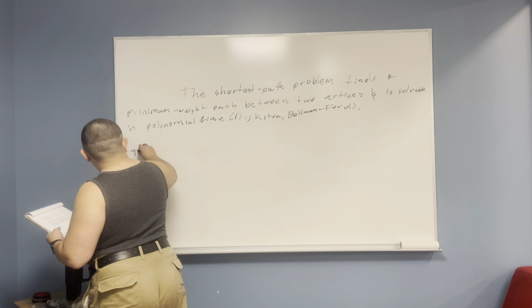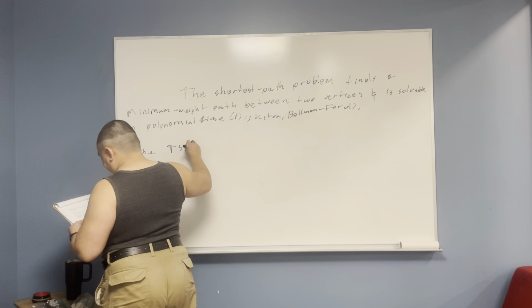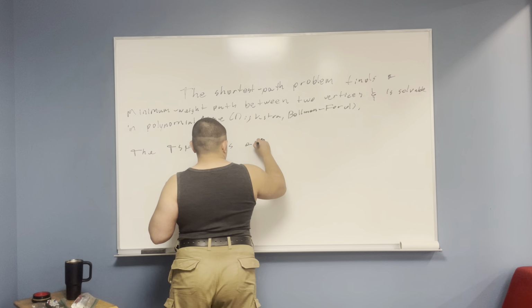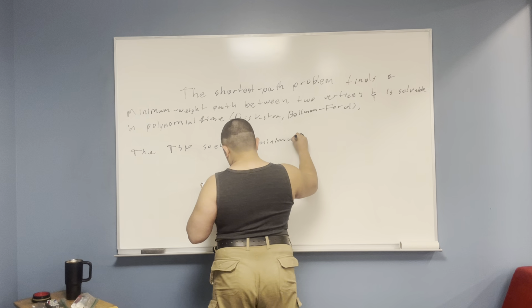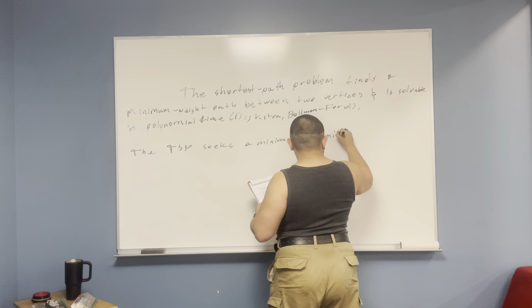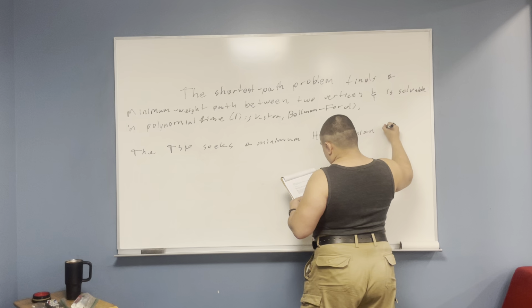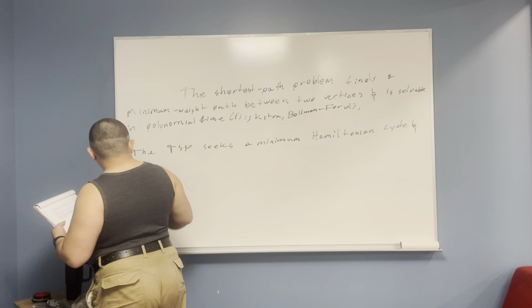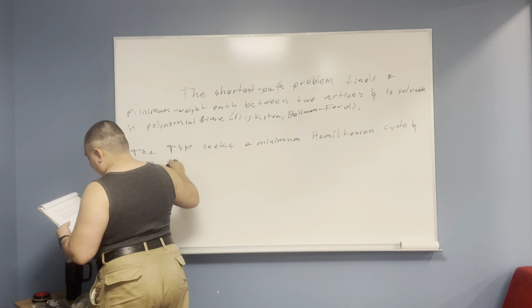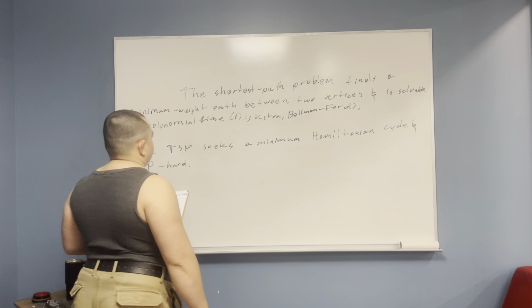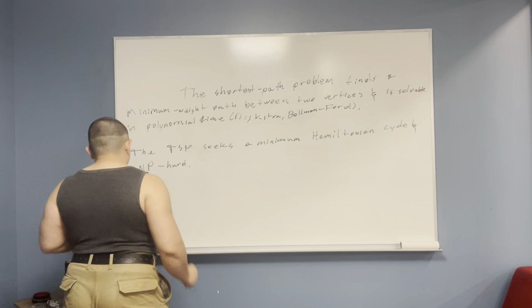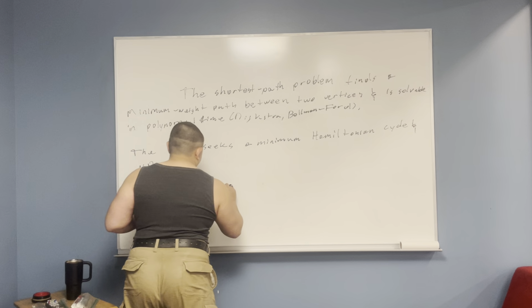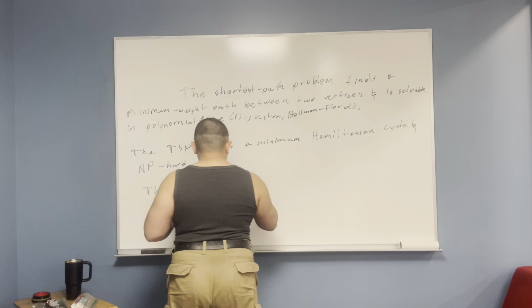Traveling salesman problem seeks a minimum Hamiltonian cycle and is NP hard. So what can we say about this in general? Well, the shortest path problem has efficient algorithms.